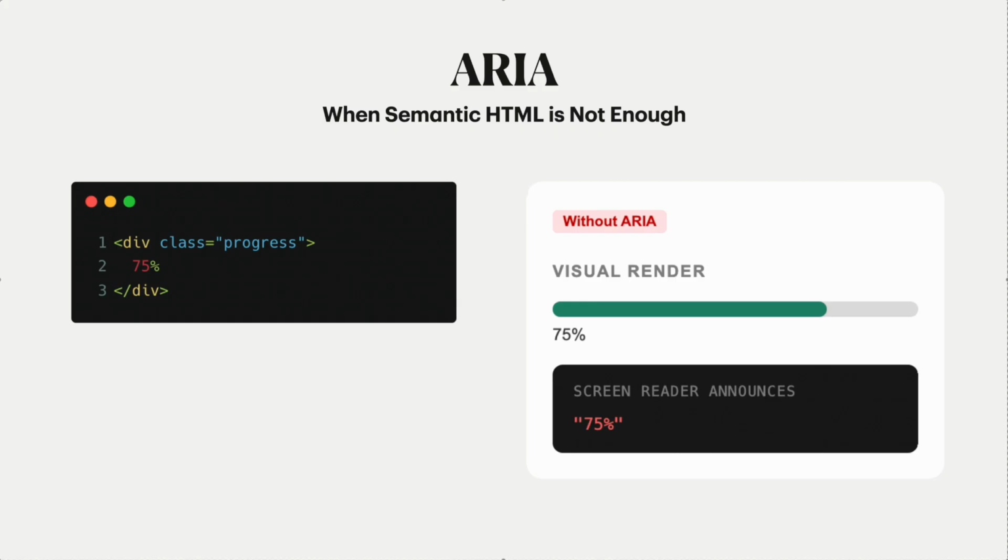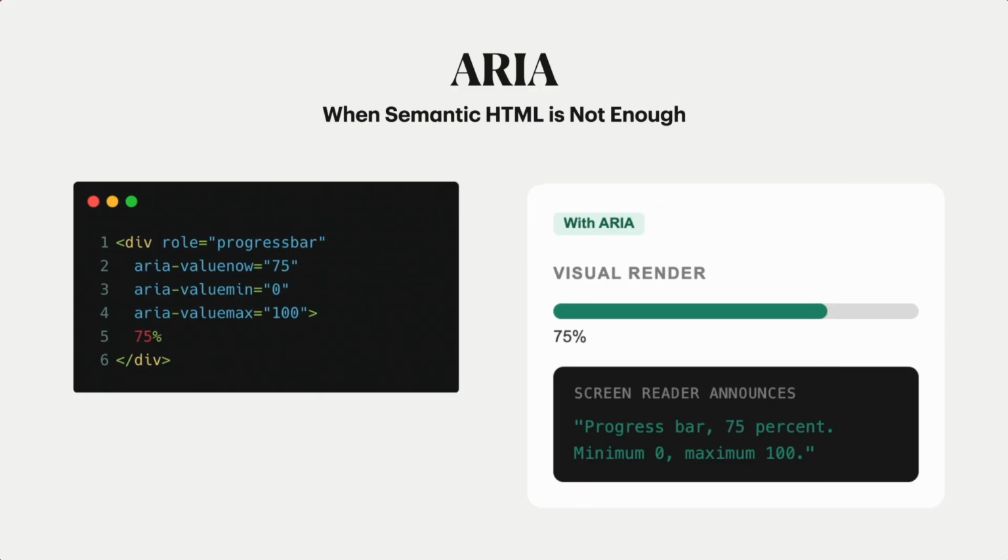It's just a box. This is where ARIA comes in. By adding role equals progress bar and the ARIA value attributes to the same div, we've given the screen reader everything it needs. Now instead of just saying 75%, it announces progress bar, 75%, minimum 0, maximum 100. Same visual, but a completely different experience for a screen reader user.